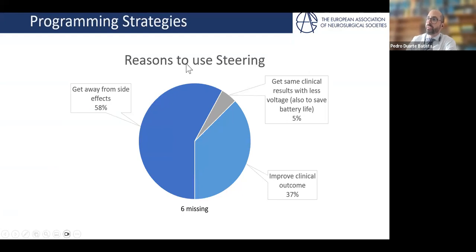And so what are the reasons to use steering? So these are the reasons, because it's not to implant the leads, but to make a program that uses a segmented lead instead of omnidirectionality. And they said that they use the steering when they want to get away from side effects, 58% of our participants. And a bit more than a third say that they do it in order to improve the clinical outcome. And very, very few of the respondents claimed to use it to save battery.